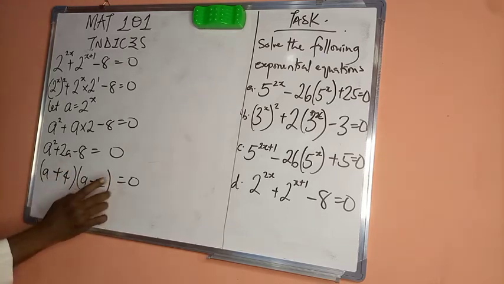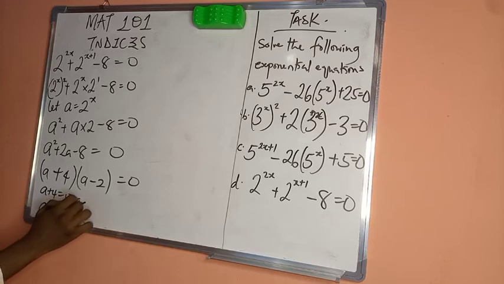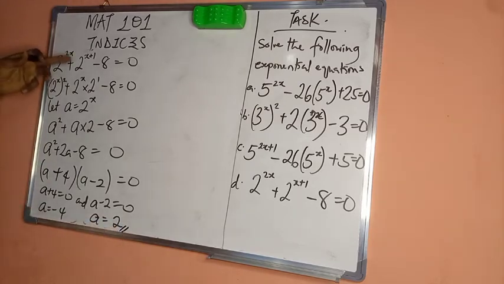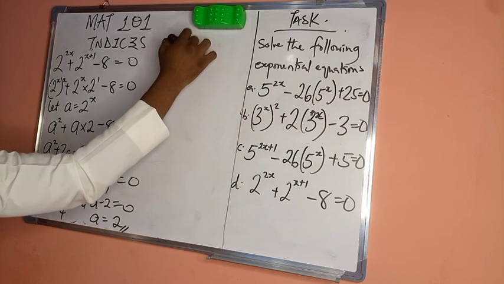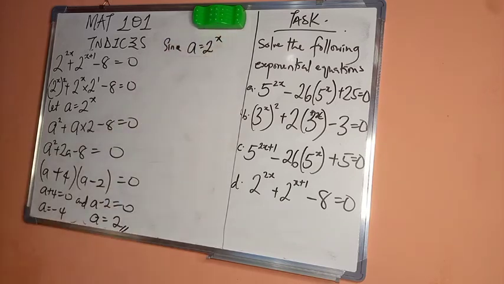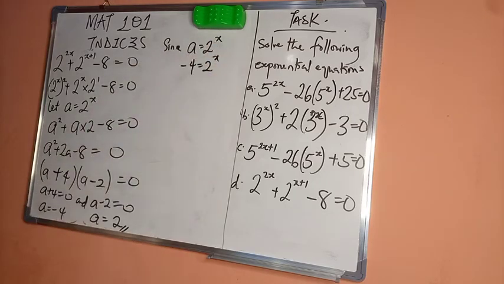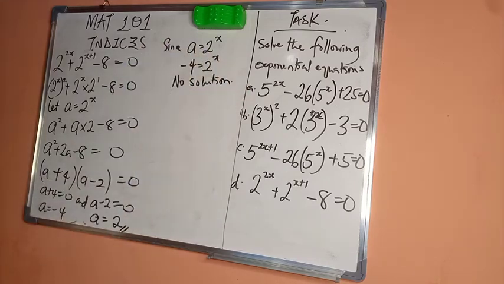What's the next thing to do? Equate these two brackets to 0 and solve for a. So a plus 4 equals 0, a equals minus 4, and a minus 2 equals 0, a equals 2. This is the value for a, but they ask us to solve for x, so we have to get x. Since a equals 2 raised to power x, and a is minus 4, minus 4 equals 2 raised to power x. At this junction, there's nothing you can do here, so you just put down no solution for this.